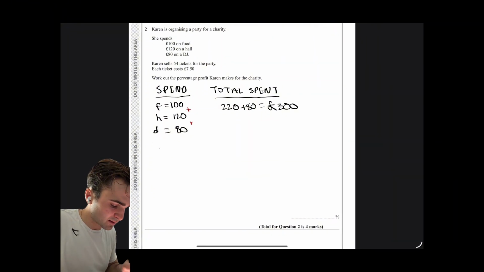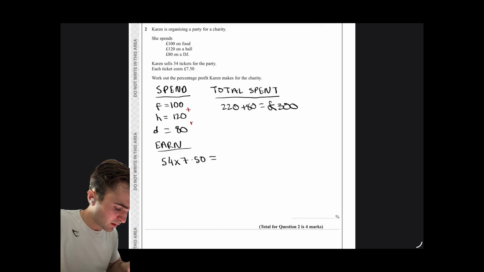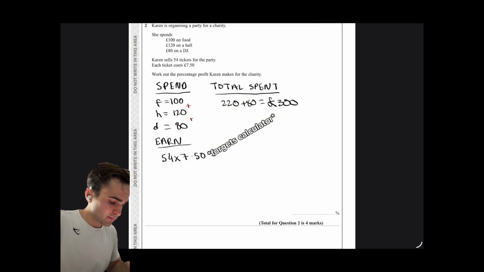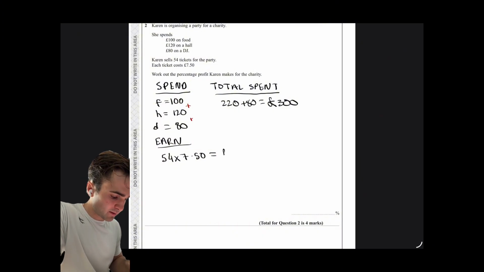And how much does she make? So earnings, we can say. How much does she earn? She sells 54 tickets, and each ticket costs £7.50. So 54 times £7.50 equals £405.